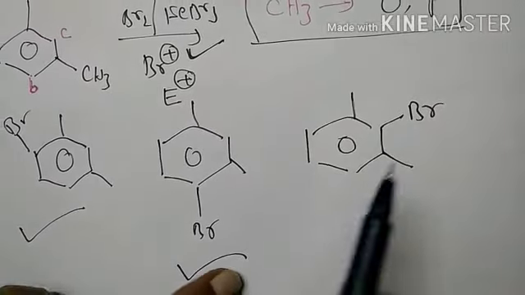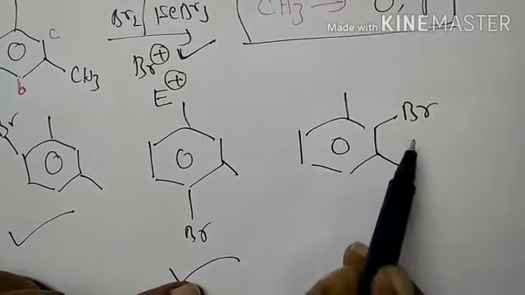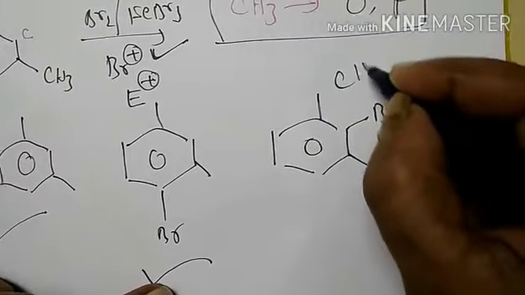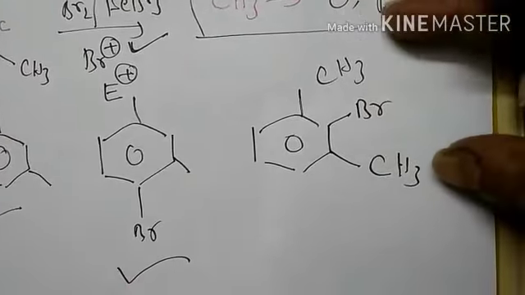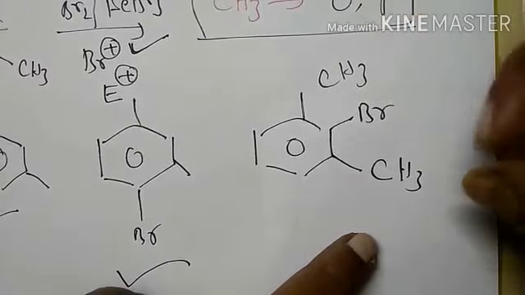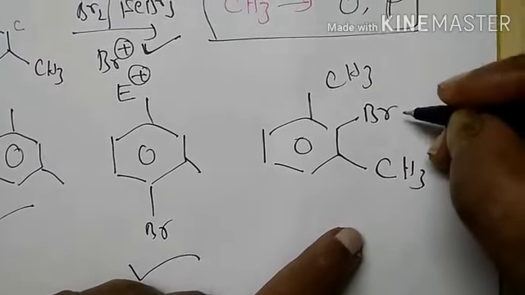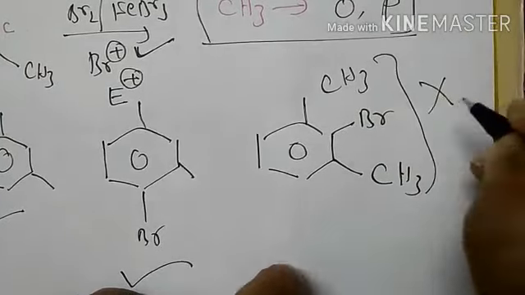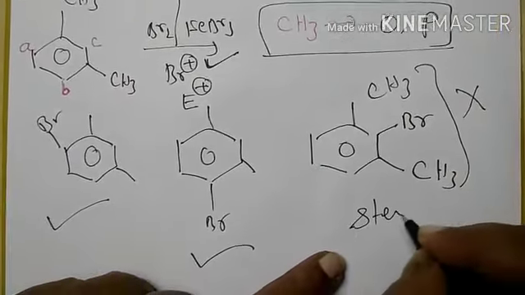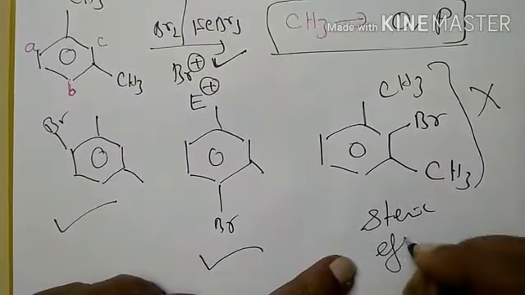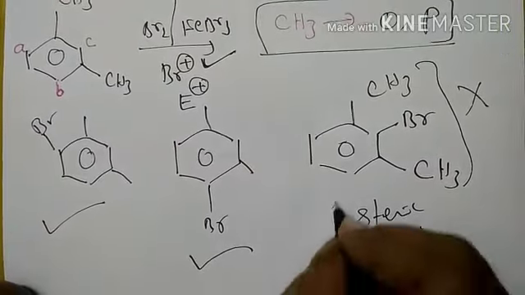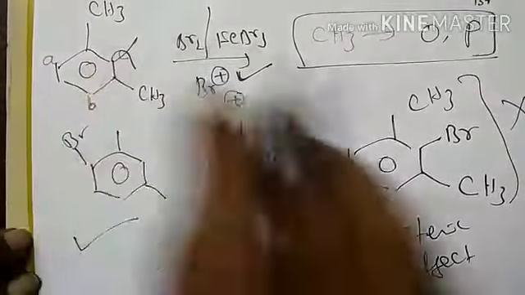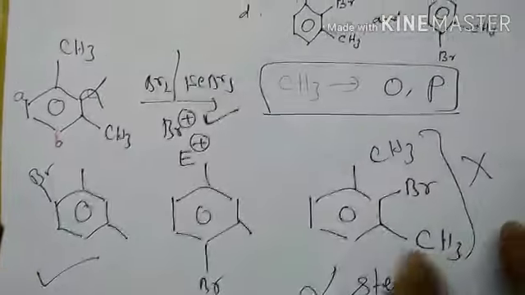What happened to this? For this it is ortho, this is also ortho. Apart from that, we know methyl groups are both bulky, sterically they occupy more space. Bromine also is bigger. So because of the steric hindrance, this is not favored. It is fast but not stabilized. So your positions are A and B only. C is not possible.